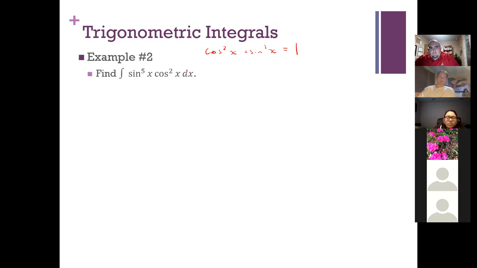Change the cosines to sine. Okay, so let's change the cosines to sines. So I get sine to the 5th of x times 1 minus sine squared of x dx. And if I break that up, I get the integral of sine to the 5th of x dx minus the integral of sine to the 7th of x dx.